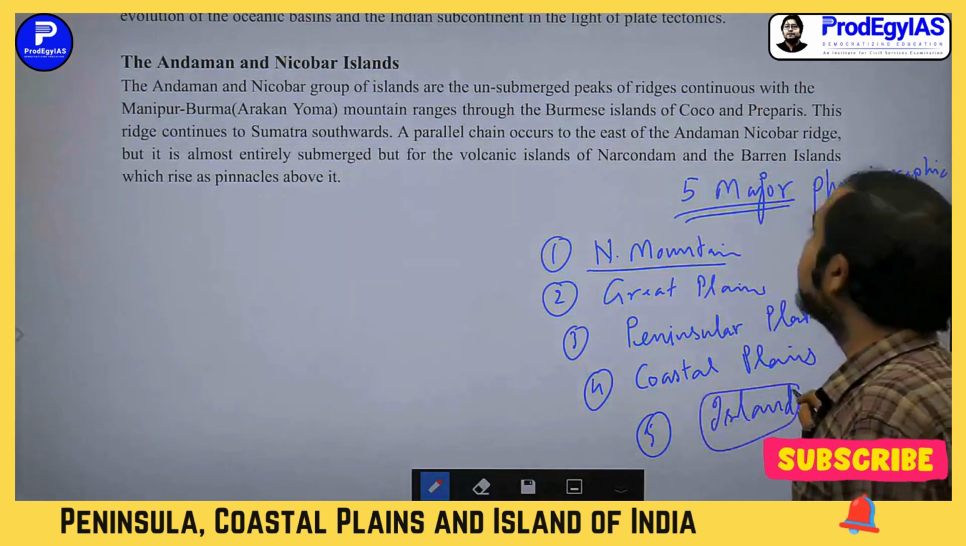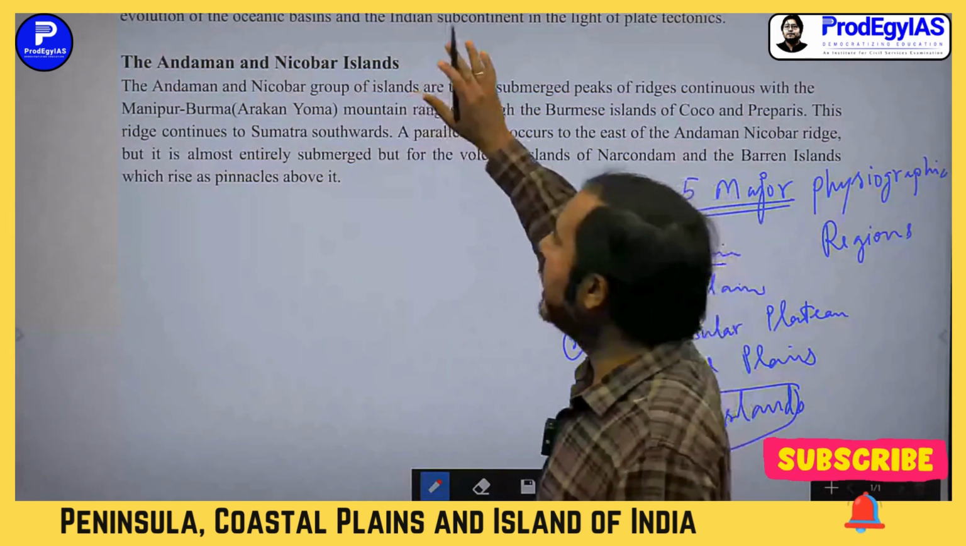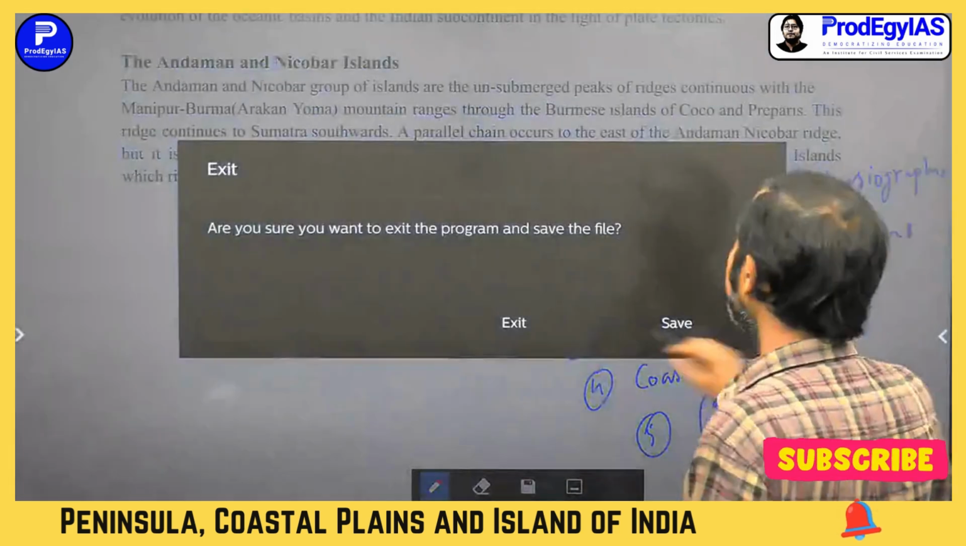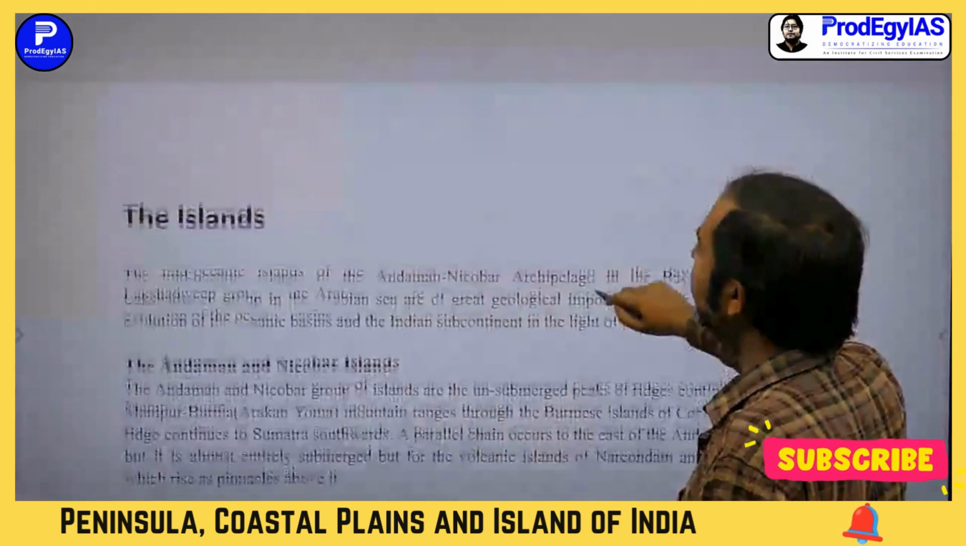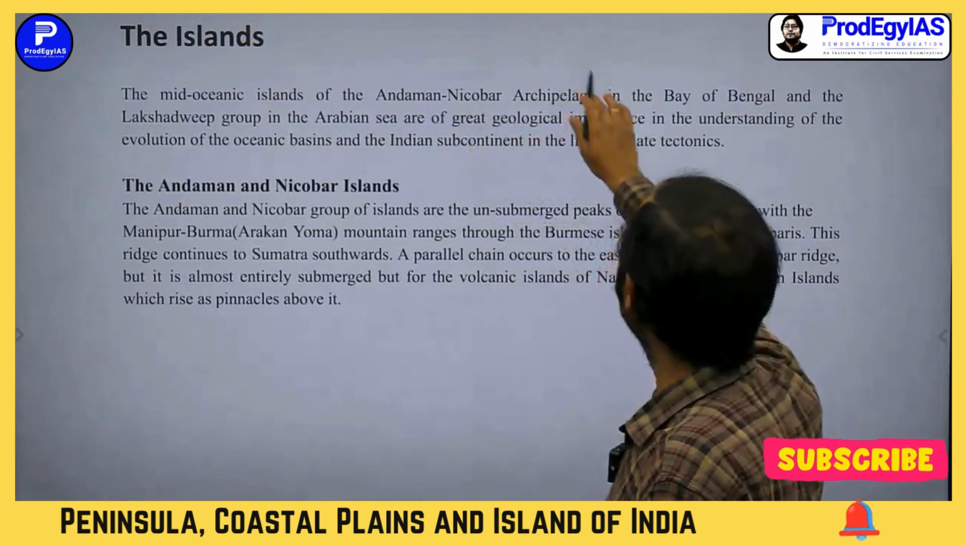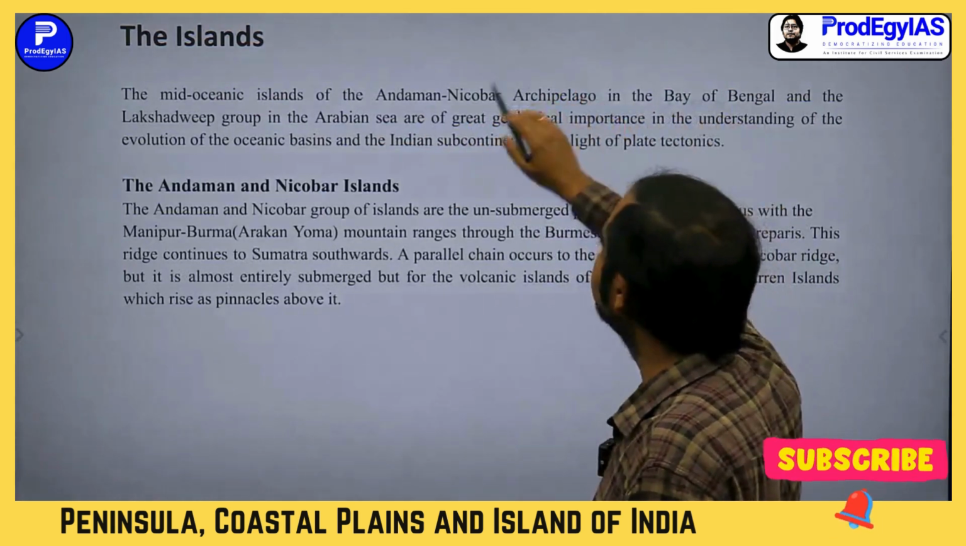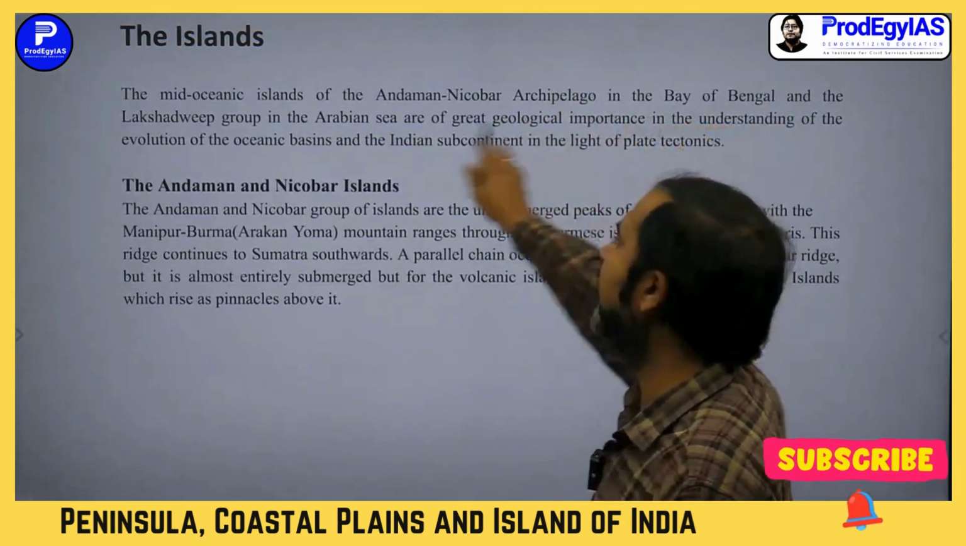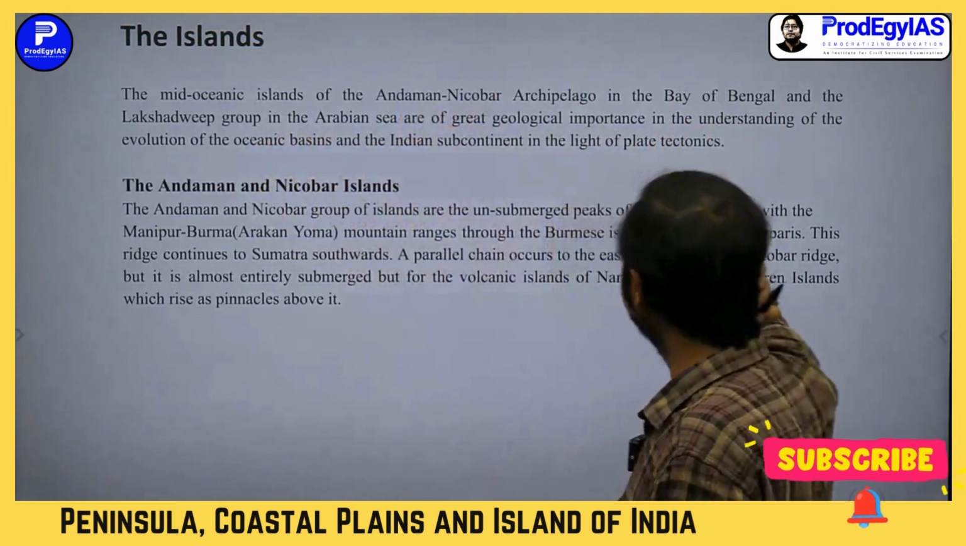So, islands: the Andaman and Nicobar Islands and the Lakshadweep Islands. These are the two major groups of islands. The Andaman and Nicobar archipelago, a group of islands, is on the Bay of Bengal side, and the Lakshadweep group is on the Arabian Sea side, right?